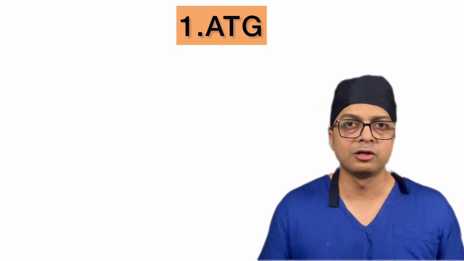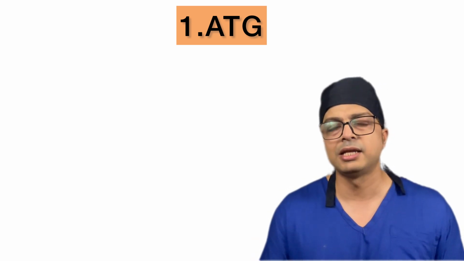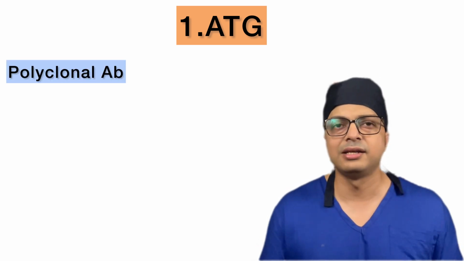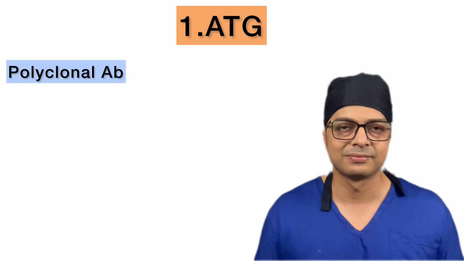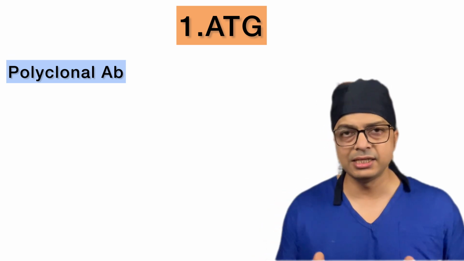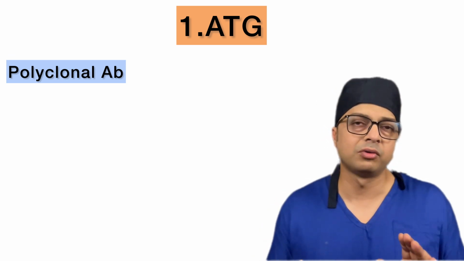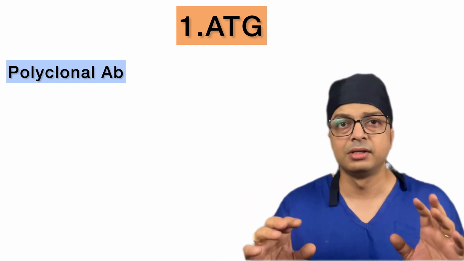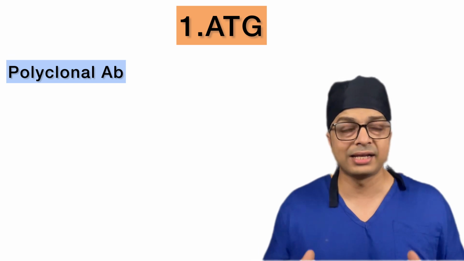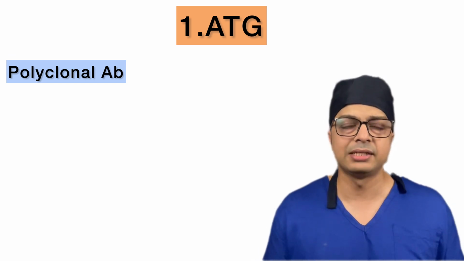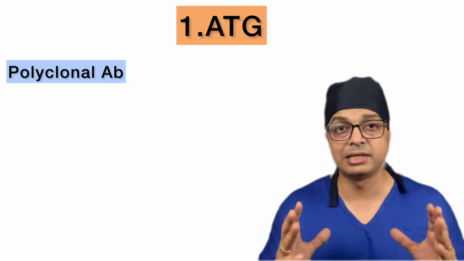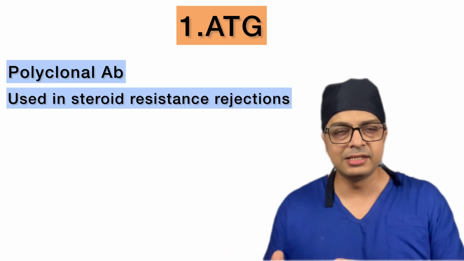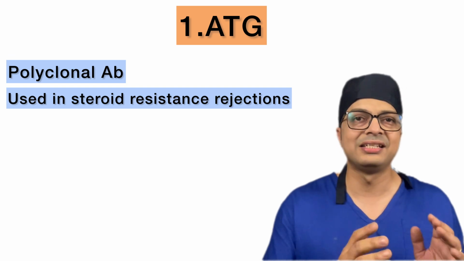ATG, anti-thymocyte globulins, used perioperatively, is a polyclonal antibody. It is derived by injecting human thymocytes in rabbits and horses. Friends, ATG is a polyclonal antibody. Therefore, it recognizes a lot of membranous proteins of cytotoxic T cells. It also acts and decreases the proliferation of B cells, dendritic cells, and natural killer cells. Since it decreases a lot of inflammatory cells, the ATG is used in steroid resistant rejection.